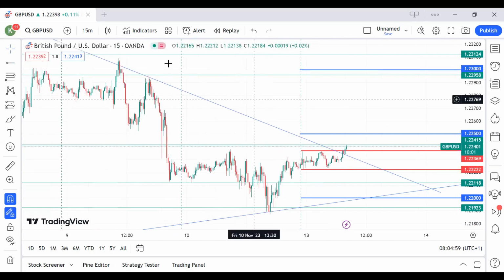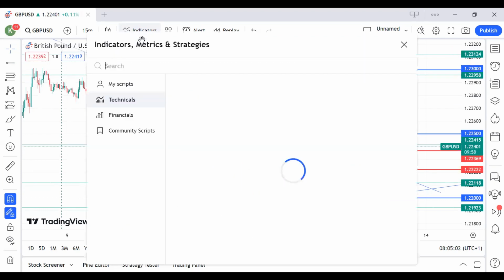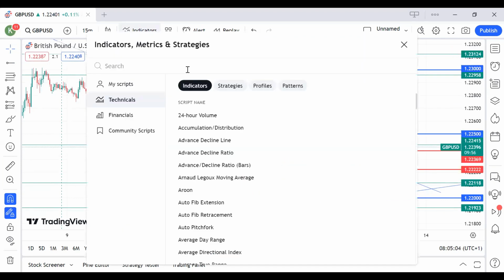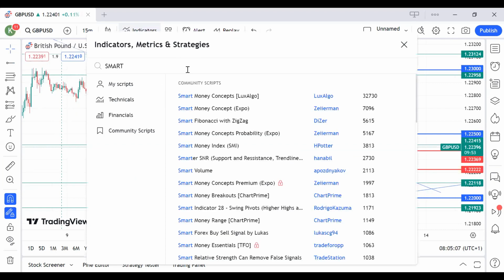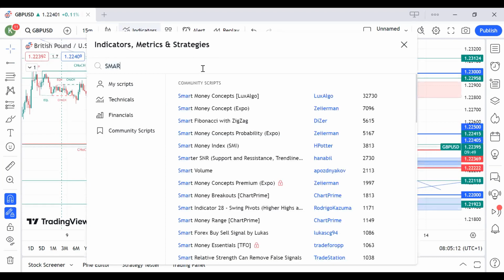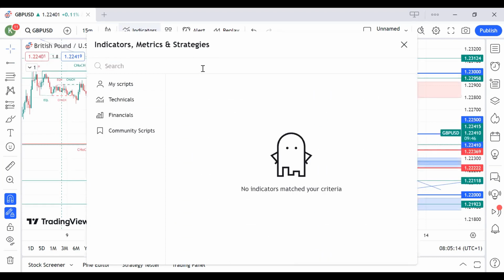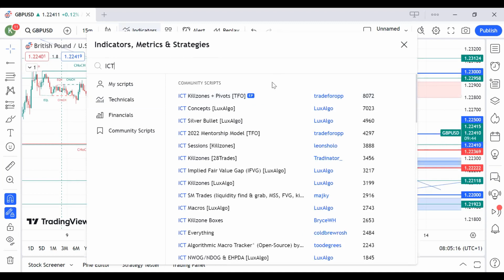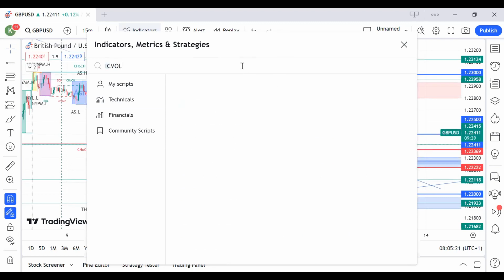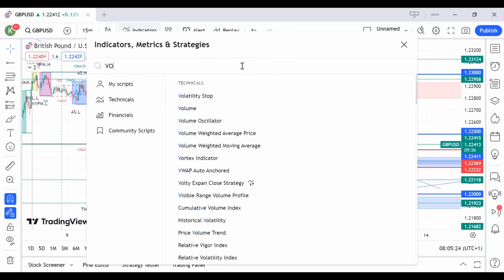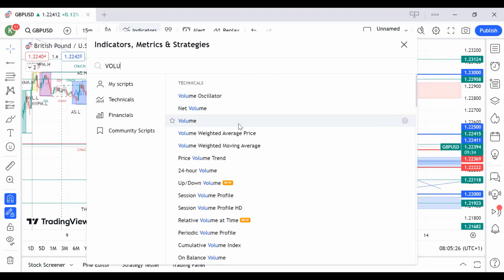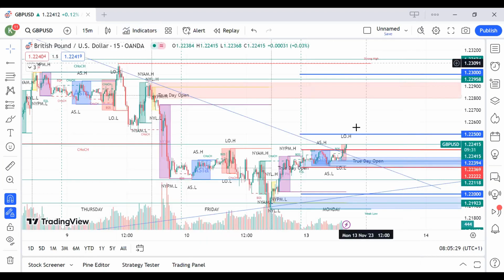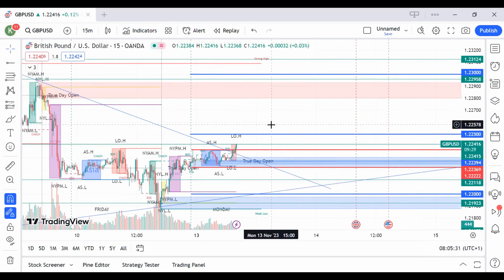Final part is just turning on our various indicators which we use to make trading easy for ourselves. We use a smart money for price action. Then we use the ICT alongside with the smart money. Okay, smart money is not complete without ICT. And then we have the volume. Okay, those are the few indicators which we'll be using in determining entries.